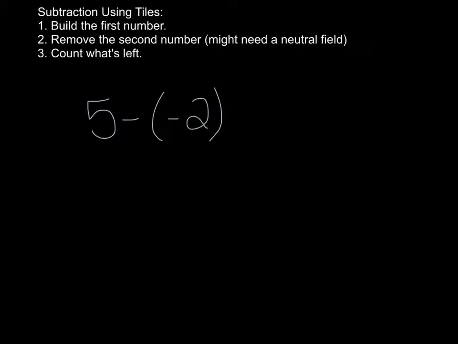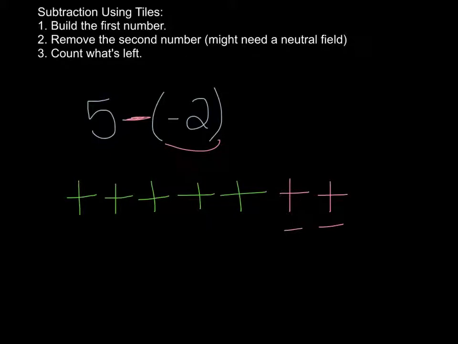Okay, step 1 tells us we build the first number. Well, I'm just going to build 5 positives. Step 2 says remove the second number, so we're removing negative 2. Well, I don't have any negatives here, but what I can do is add a 0 pair and another 0 pair so that I have 2 negatives to take away.